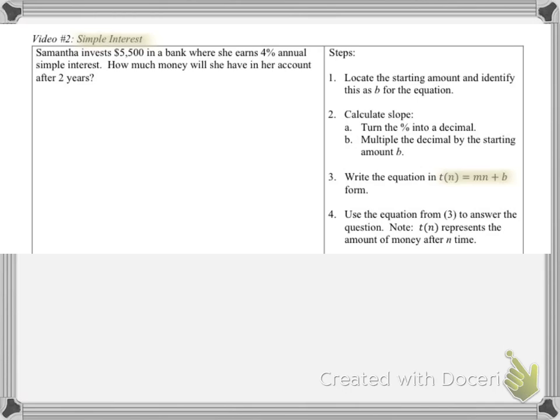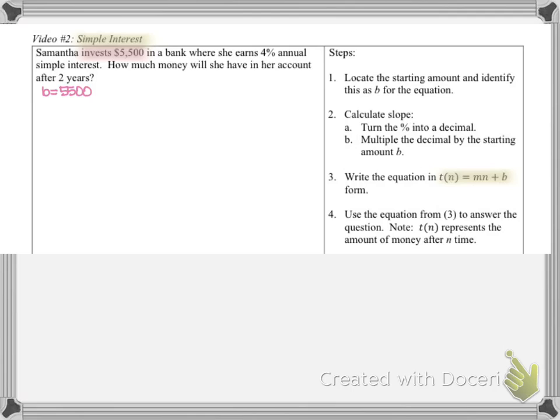What we want to do, following our steps here, is identify those things in the problem that we need to extract and use. The first thing I want to do is figure out the starting amount. Well, that's what Samantha here invests. She invests $5,500 in an account. That investment is going to represent the y-intercept, or her starting value. So we would identify b as 5,500. That's going to be my y-intercept for my equation.